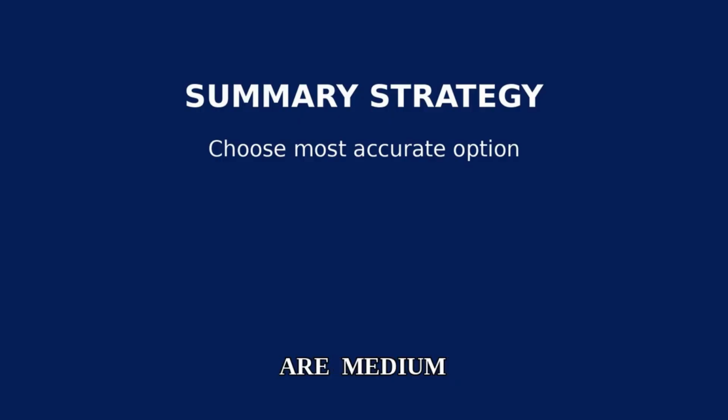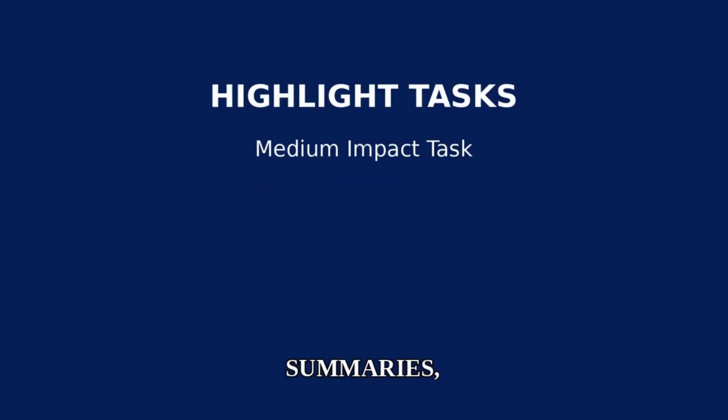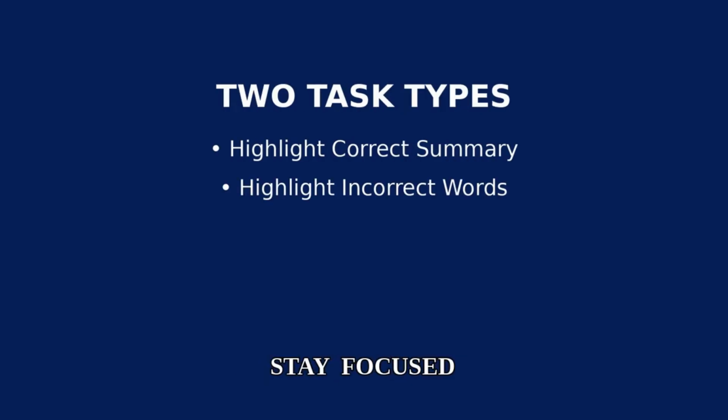Highlight tasks are medium impact. 2 types: highlight correct summary and highlight incorrect words. For summaries, choose the most accurate option. For incorrect words, listen carefully and click words that don't match the audio. Stay focused throughout the entire audio.